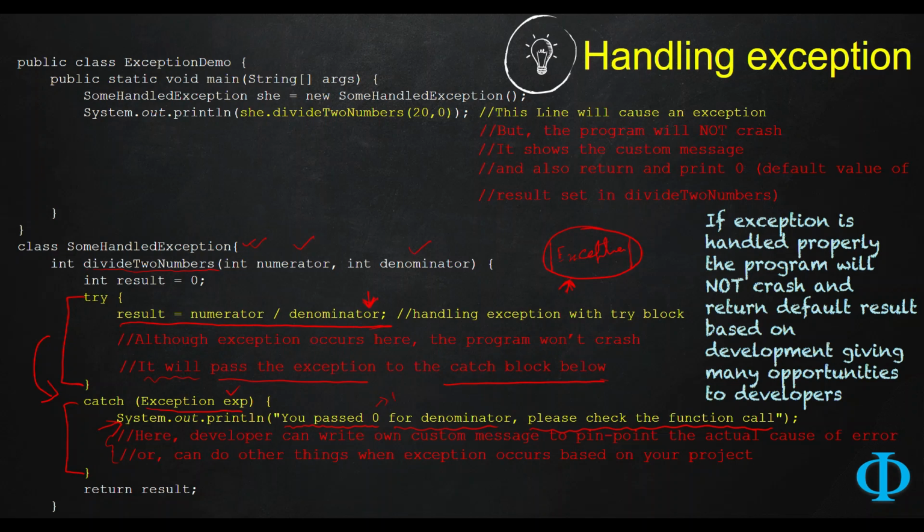So what happens is, instead of crashing, the program actually recovered because of the existence of this catch block. If you handle the exception, you are giving your program an opportunity to recover from the error, and you can do that using this try and catch block.